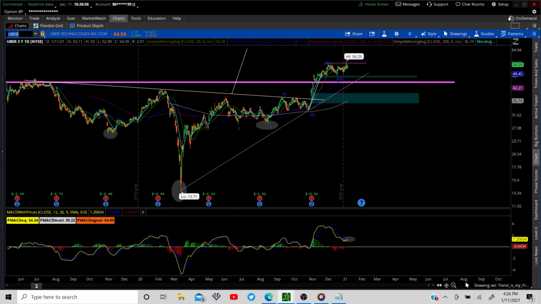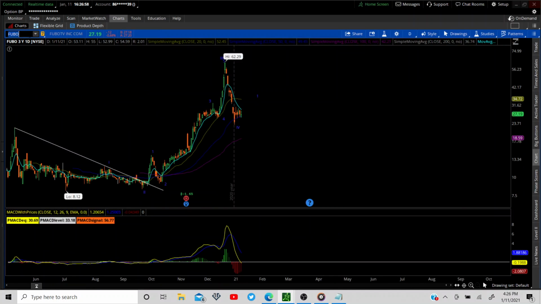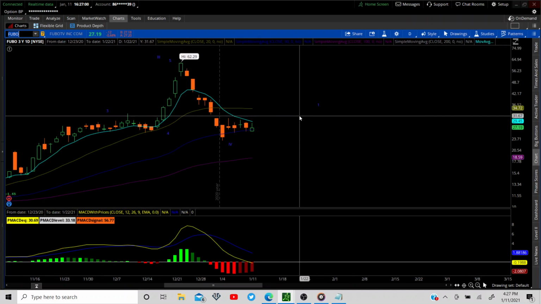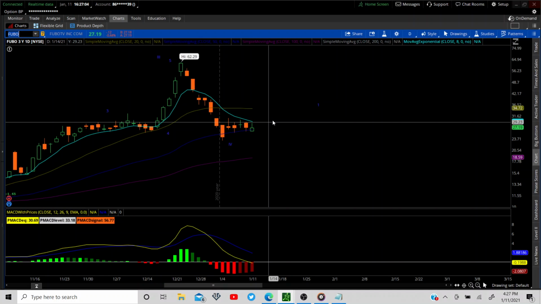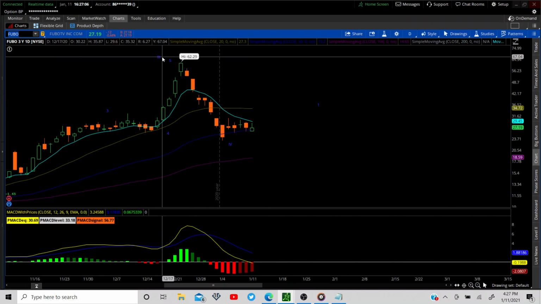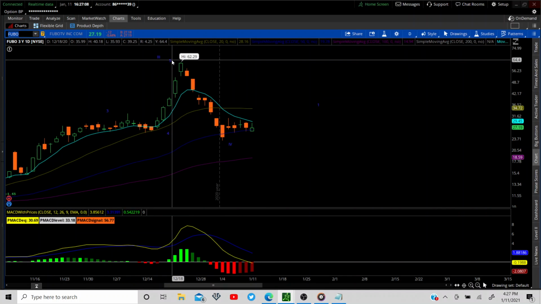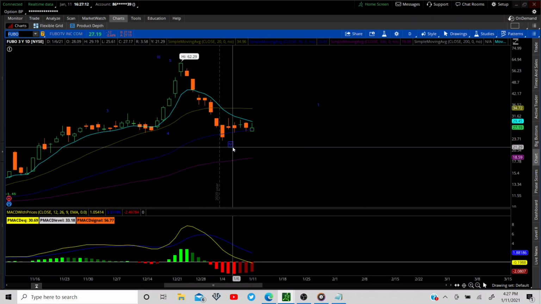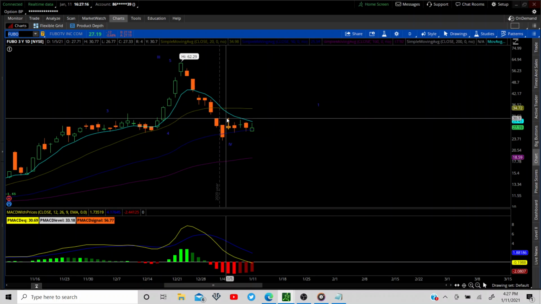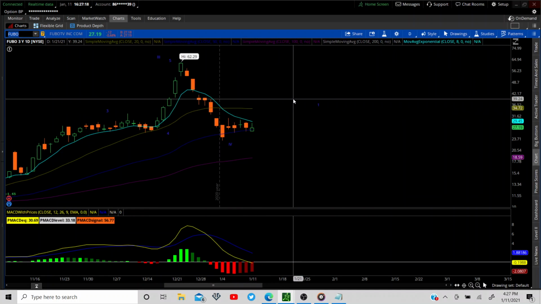And our last one, FUBO. FUBO looks amazing. As you can see, I love these impulse waves down, and catching a brand new set of waves for a swing. So we had a huge move to the upside, and now we are in an ABC correction, which we think is a primary wave 4, and we're starting a fresh wave 1 now.